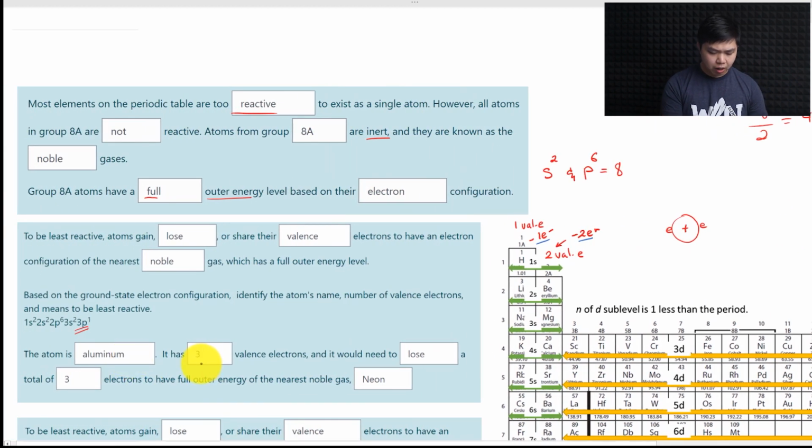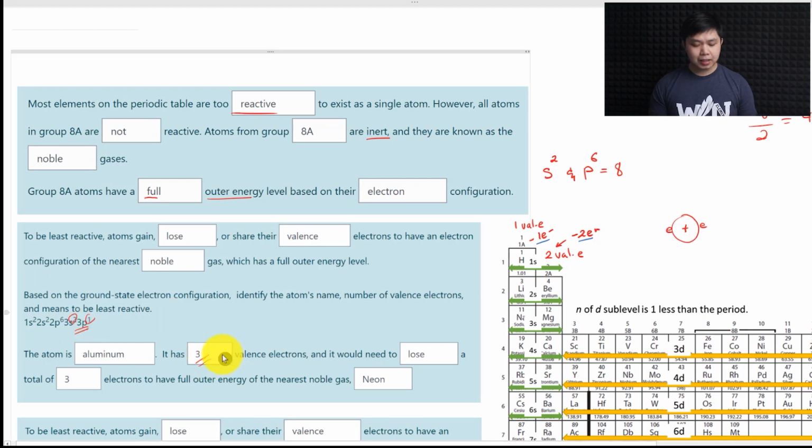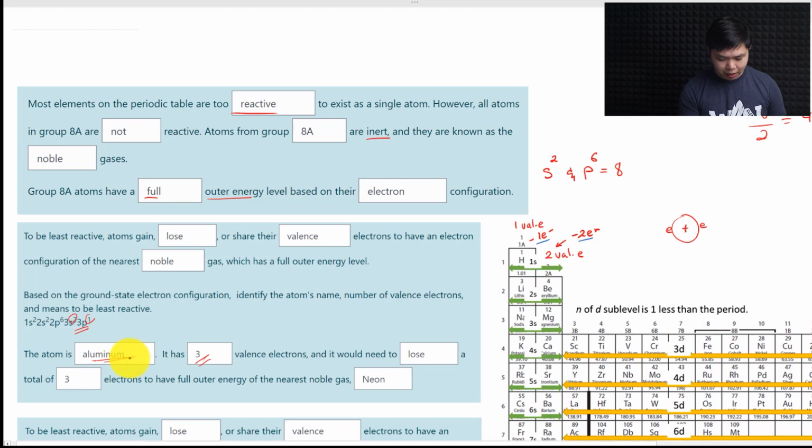It has how many valence electrons? Well, 2 from here, 1 from there. That's 3. Isn't that nice? You don't even have to look at the periodic table to count them. You just have to look at the periodic table because we need to know the name of that atom.